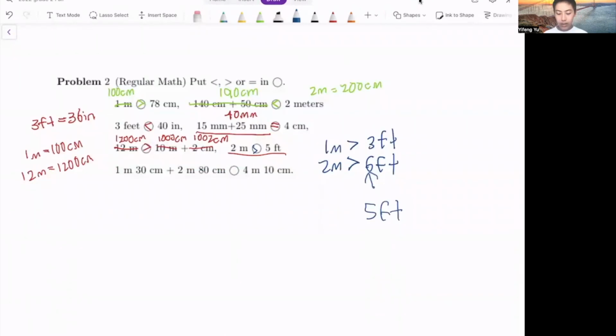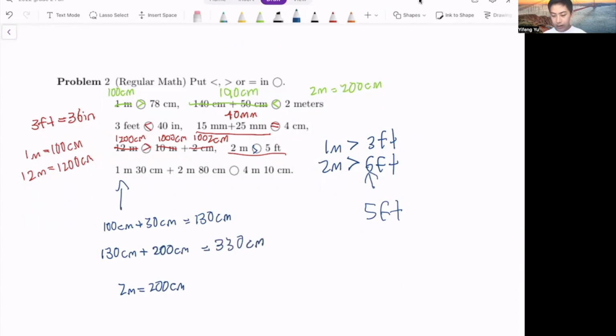And finally, we see here 1 meter is equivalent to 100 centimeters, plus 30 centimeters equals 130 centimeters. And then 130 centimeters plus another 2 meters, which is 200 centimeters. So we add 200 centimeters to here, which equals 330 centimeters. And finally, we have another 80 centimeters. So we add 330 to 80 centimeters, which gives us 410 centimeters.